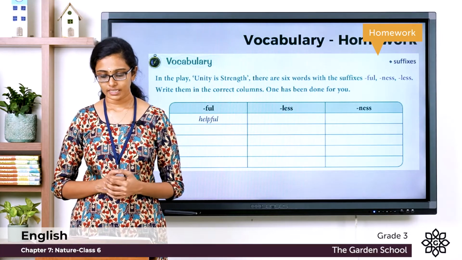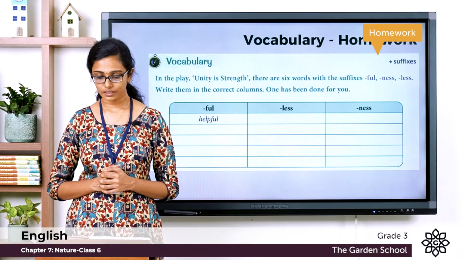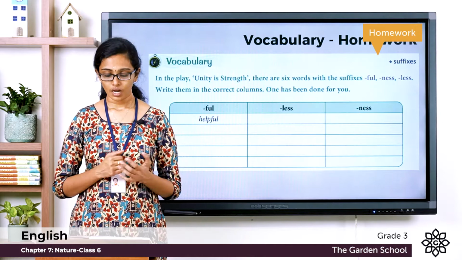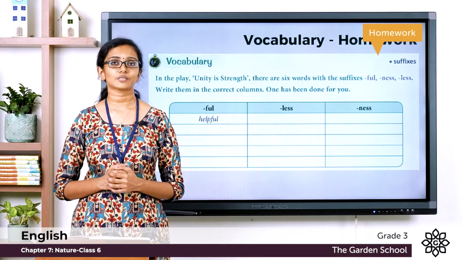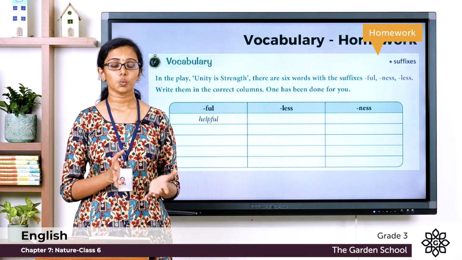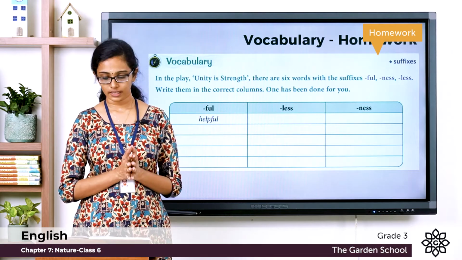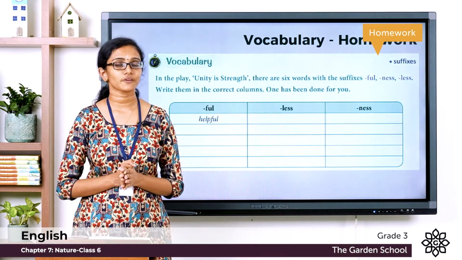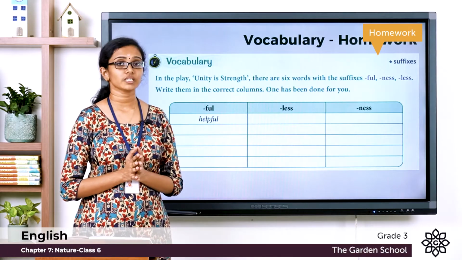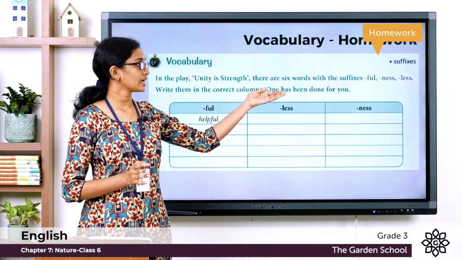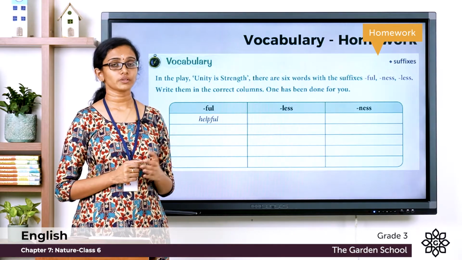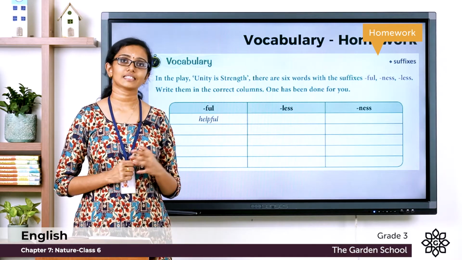Now in the play Unity is Strength, there are 6 words with the suffixes FUL, NESS, LESS. Write them in the correct columns. One has been done for you. So you can see a table here, and you have to find out words from the story Unity is Strength. So you have to find out a total of 6 words from the story, and these words should end with suffixes either FUL, NESS or LESS. So this one you can do as homework. You have to find out the words, fill in the table, then take a picture and send it to us on Teams.